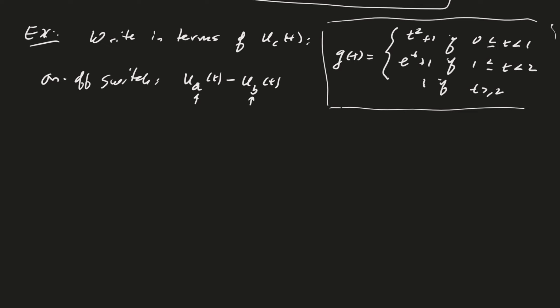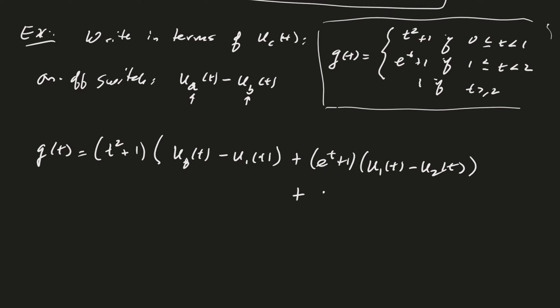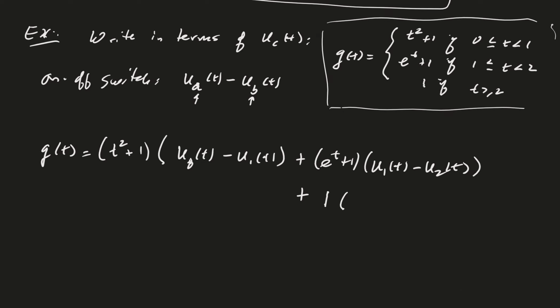So in this example, we could write g of t as the function that we're turning on and off times u sub 0 of t minus u sub 1 of t, plus the next function we're turning on and off, that would be u sub 1 of t minus u sub 2 of t, plus the last function that we're turning on, which is just function 1, times u sub 2 of t.